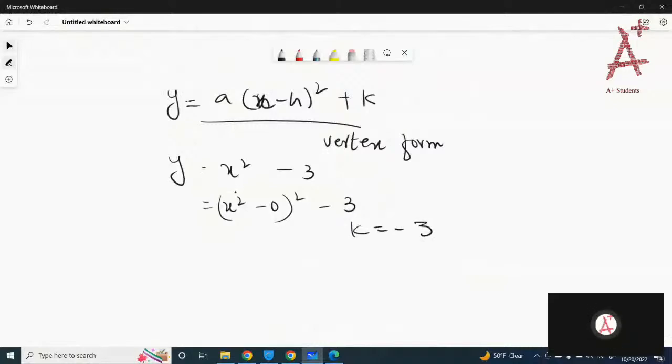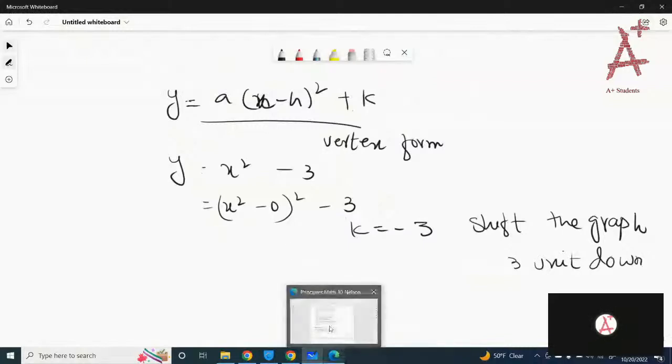That means shift the graph down 3 units. k equals negative 3 means you have to shift the graph 3 units down. Got it? That is the transformation you need to apply to the graph. Just match the equation with the general form, and then you can see what type of transformations are applied on the graph. Got it?